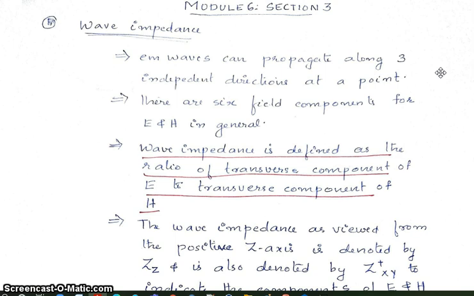So wave impedance can be defined as the ratio of the transverse component of the electric field to the transverse component of the magnetic field. Suppose the electromagnetic wave is propagating along the z-axis, then the transverse component is either its x component or its y component. So you can define wave impedance as Z is equal to Ex by Hx or Ey by Hy.